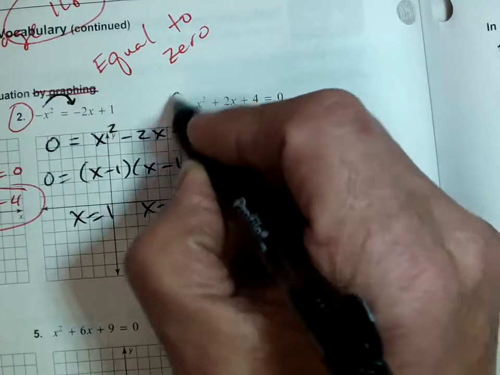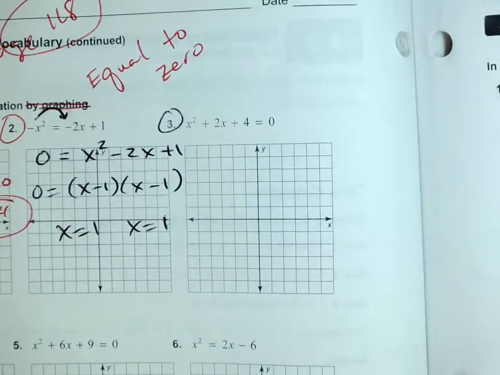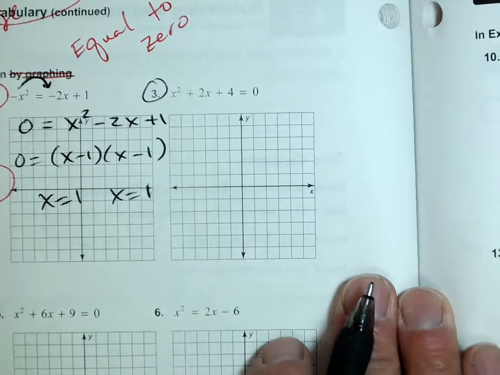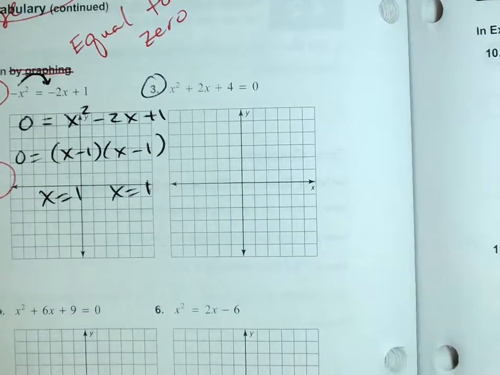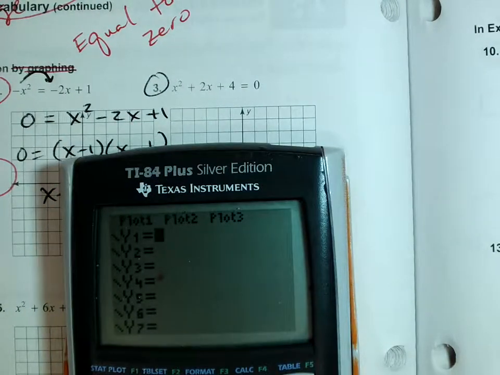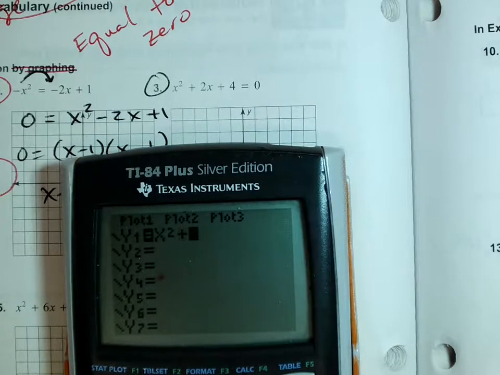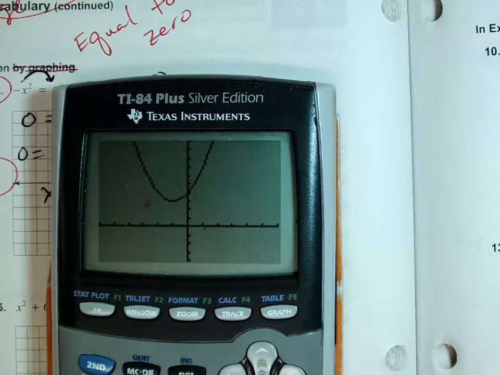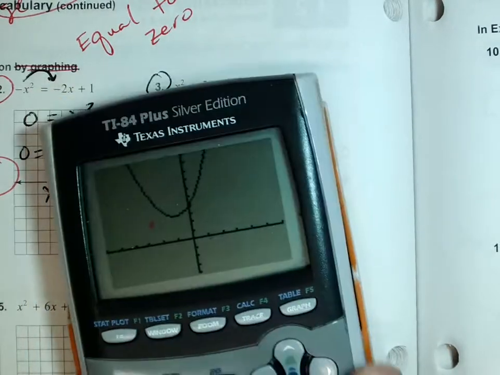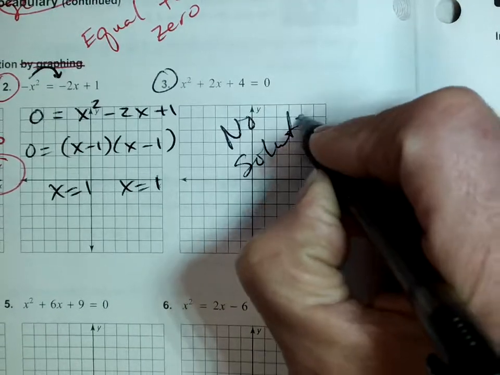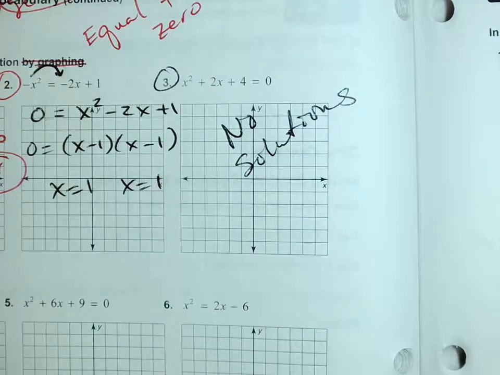Number 3, I'm pretty sure I know what's going to happen. I could graph it. What do you guys think is going to happen in 3? It's going to be above the x-axis. If you're not sure, it doesn't factor, but we could graph it. Y equals x squared plus 2x plus 4. If I graph it, I'm looking for x-intercepts. There are none. You guys agree? No solutions.